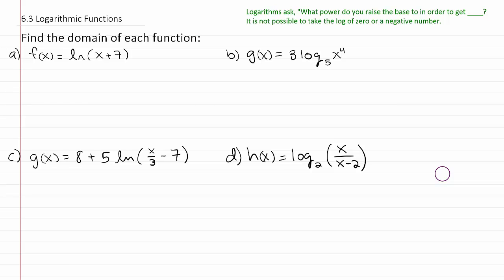Find the domain of each function. All right, for example A, we have to find the domain for the function ln of x plus 7.